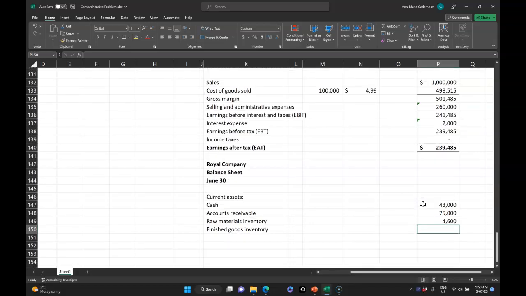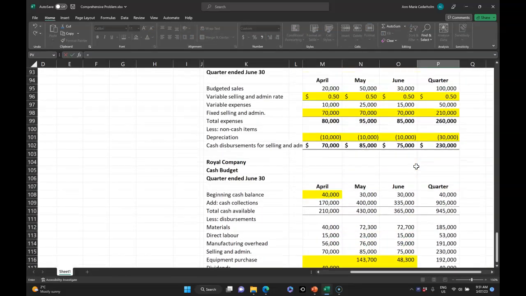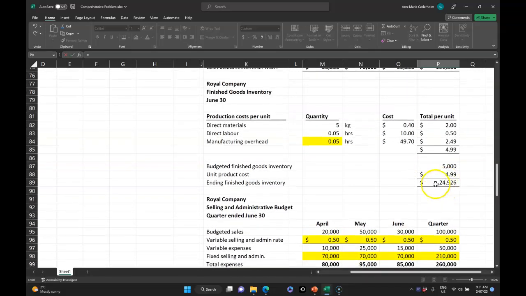And then the finished goods inventory, I already calculated that when I was trying to figure out what my finished goods ending inventory was. So I'll just go up to that. 24,926 is where I'm picking that number up from.